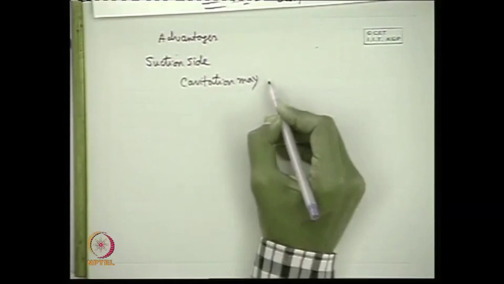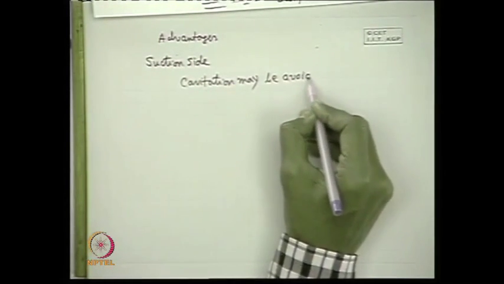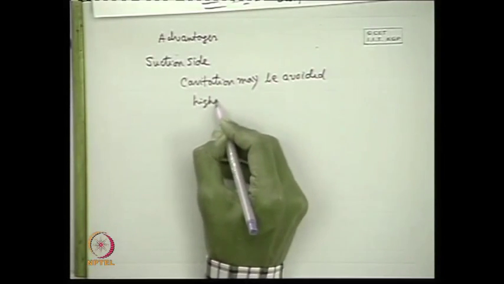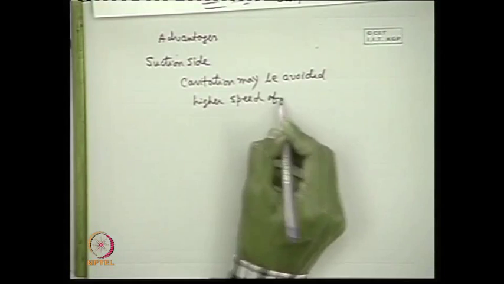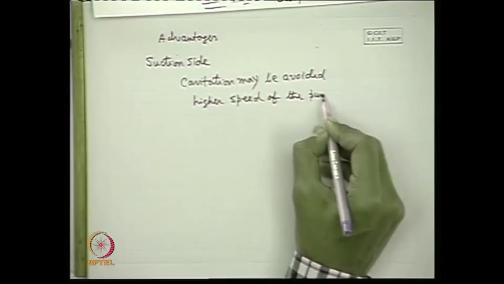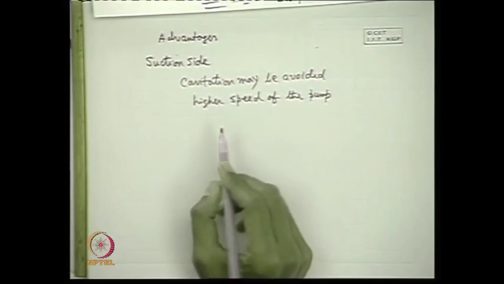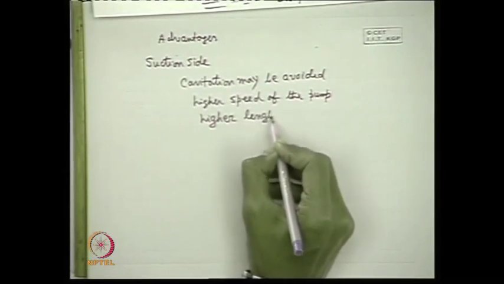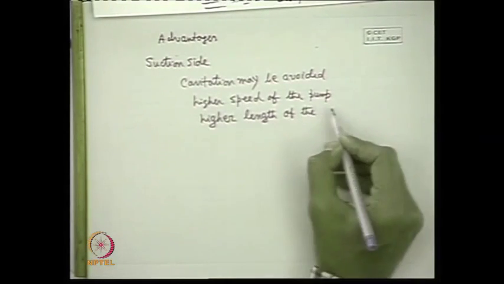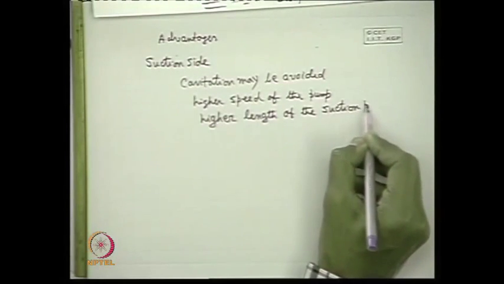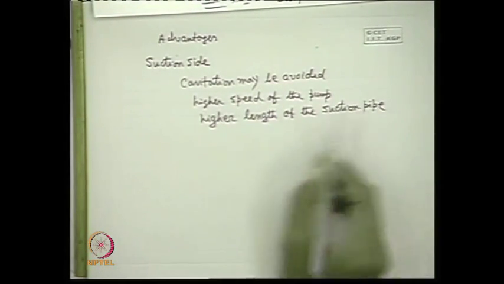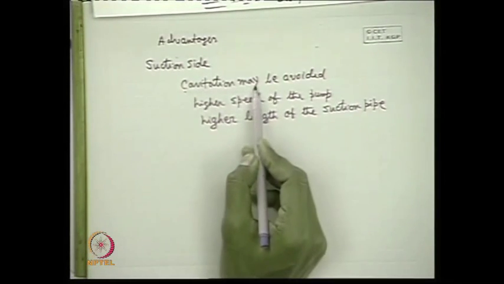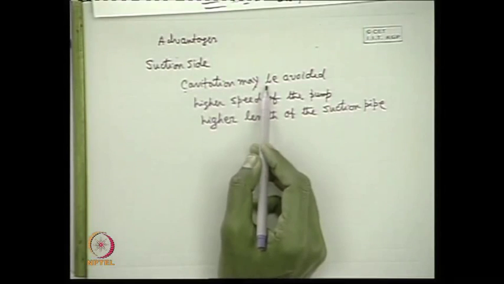Cavitation may be avoided. So cavitation may be avoided is related to what? It means we can go for a higher speed of the pump. That means even at the higher speed, these are interrelated, the cavitation may not be there if we use an air vessel in the suction side. Similarly, higher length of the suction pipe we can use. These are the important things from the practical point of view. So we can use a higher length of the suction pipe, we can go for a higher speed of the pump, so that the head developed will be more without the likelihood of cavitation to occur.